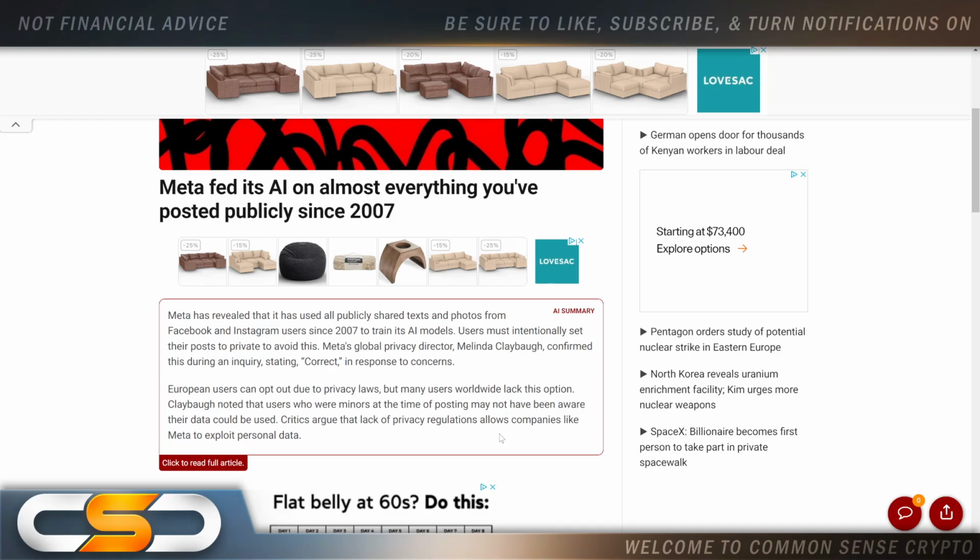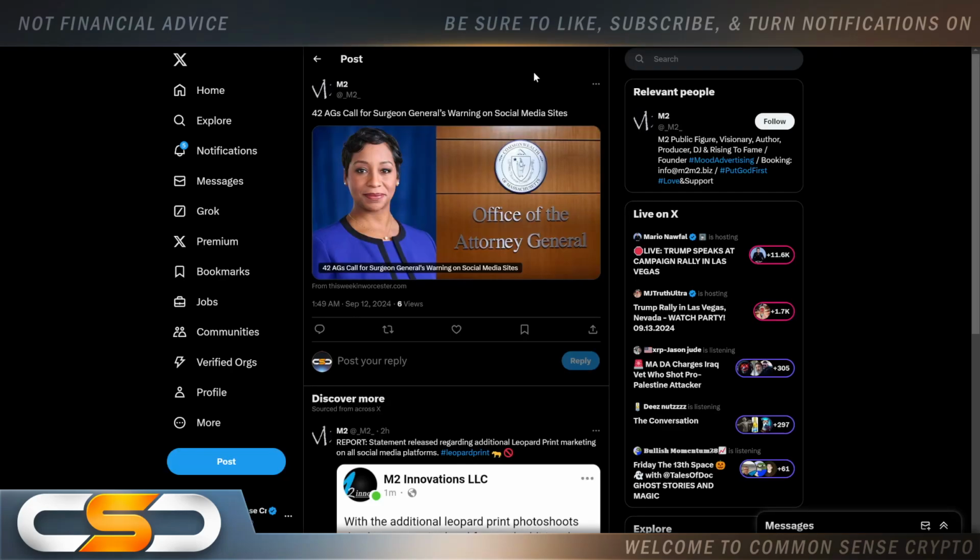I'm telling you, your data is going to be so valuable in the future. They're already using your data for free, but they're capitalizing on it right now. 42 attorney generals call for surgeon general's warning on social media sites.